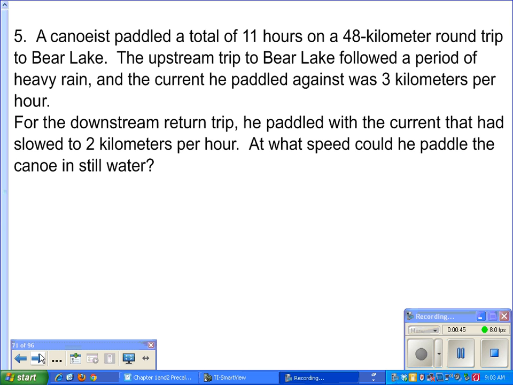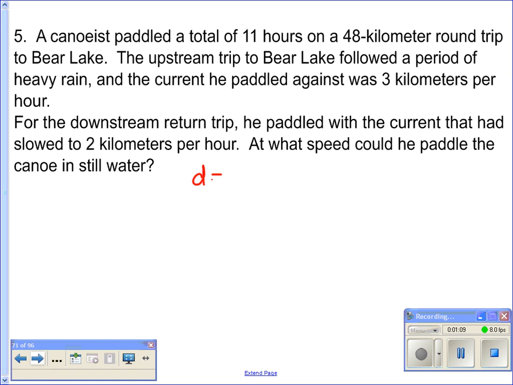So what happens is when he's going upstream, he's paddling against a current that's slowing his speed down, his speed in still water down by that 3 kilometers, and then on the way back it's sort of helping him. So the way I would set this one up to get started is, let's review something really quick first. There's a formula that's going to help us here, and it's distance is equal to rate times time. Basic formula we've known for a while.